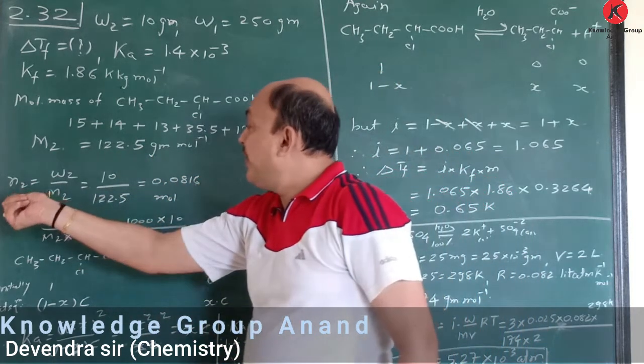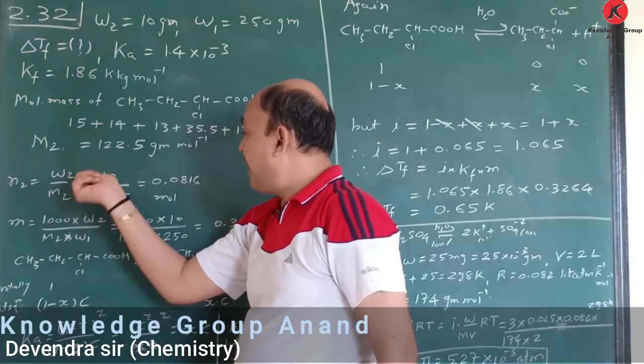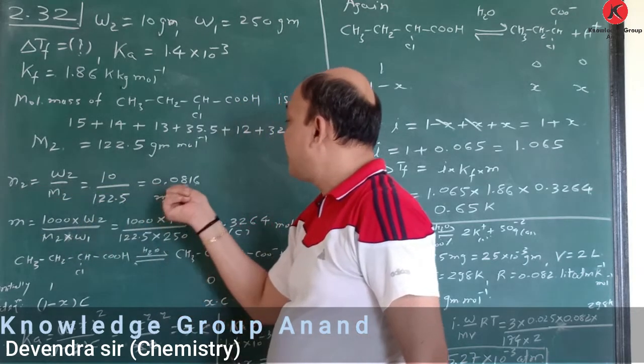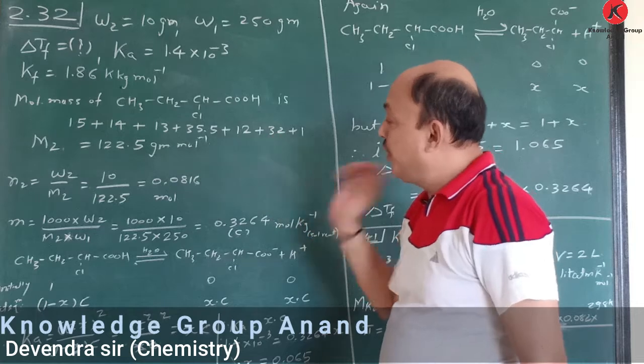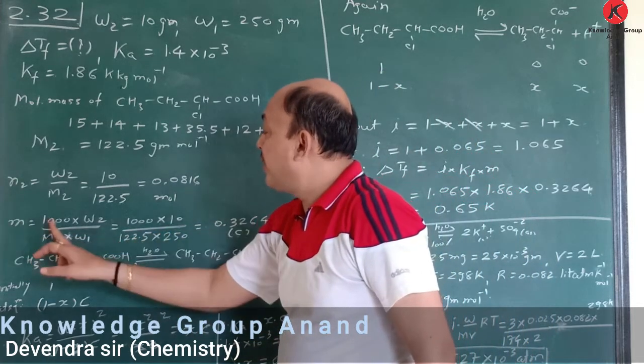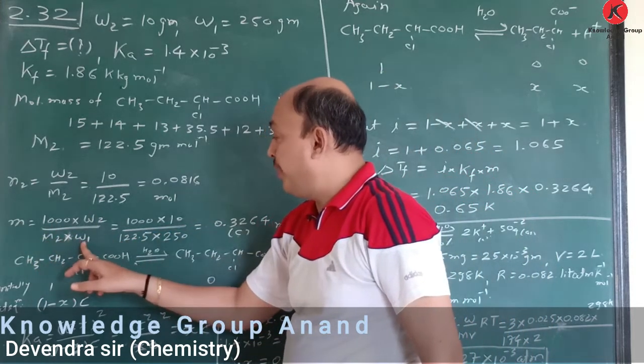So here N2 is equal to W2 divided by M2. So 10 divided by 122.5. So 0.0816 mole of solute is obtained. Molarity is equal to 1000 into W2 divided by M2 into W1.